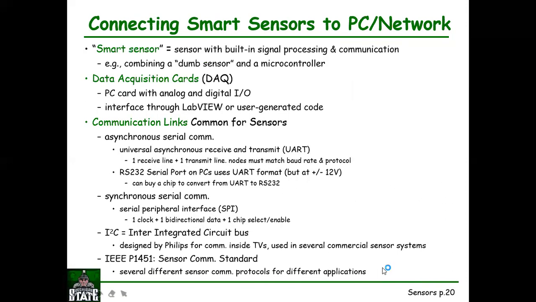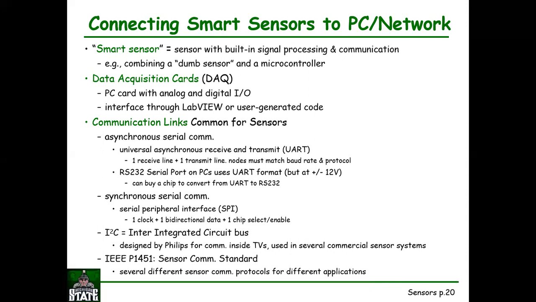Next is connecting smart sensors to your PC or network. What is a smart sensor? A smart sensor means it will now include your microcontroller also. A smart sensor is not only doing the work of detection. It will now control your system also. So that is your smart sensor. It is not dumb at all now.